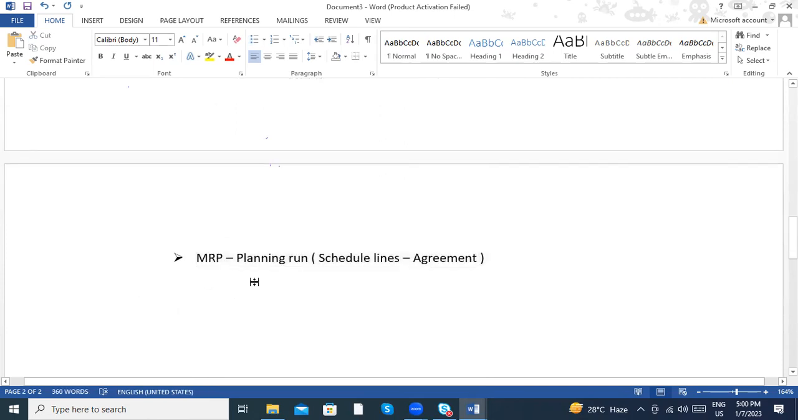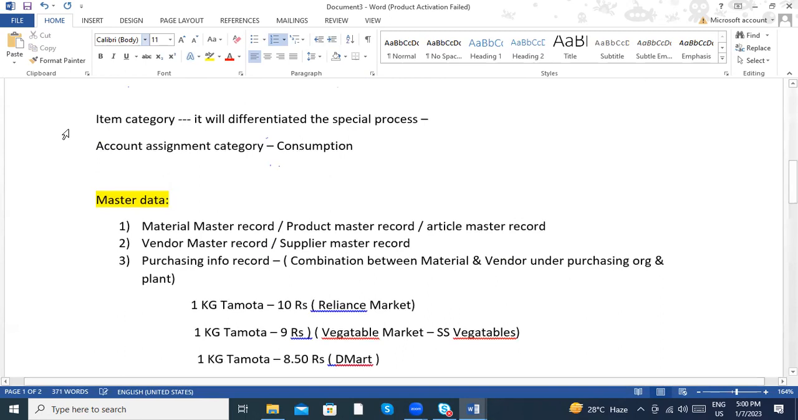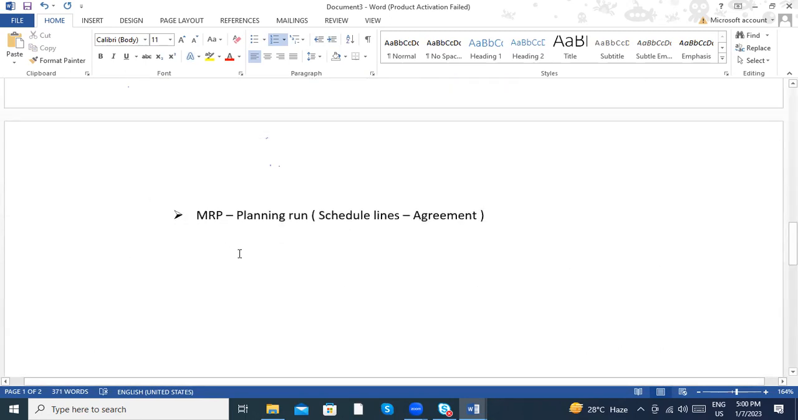So basically, the main thing is to block and unblock the vendor, block the vendor for a particular period, and fix the vendor. Clear? So this is one kind of master data. And the next one is the condition record.